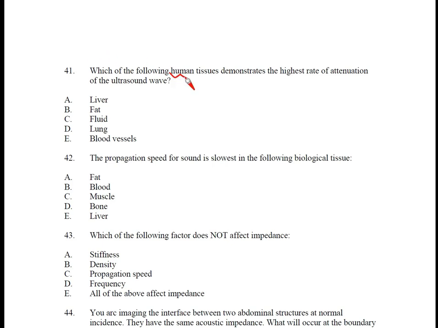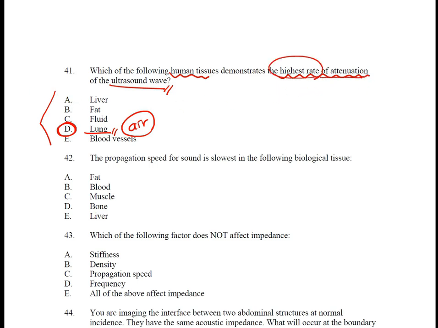Looking at the problem right away, it asks you to choose the organ that shows the highest attenuation of the ultrasound beam among human tissues. The correct answer can be considered as option D. Yes, since air is contained within lung tissue, there is significant attenuation of ultrasound in the image.